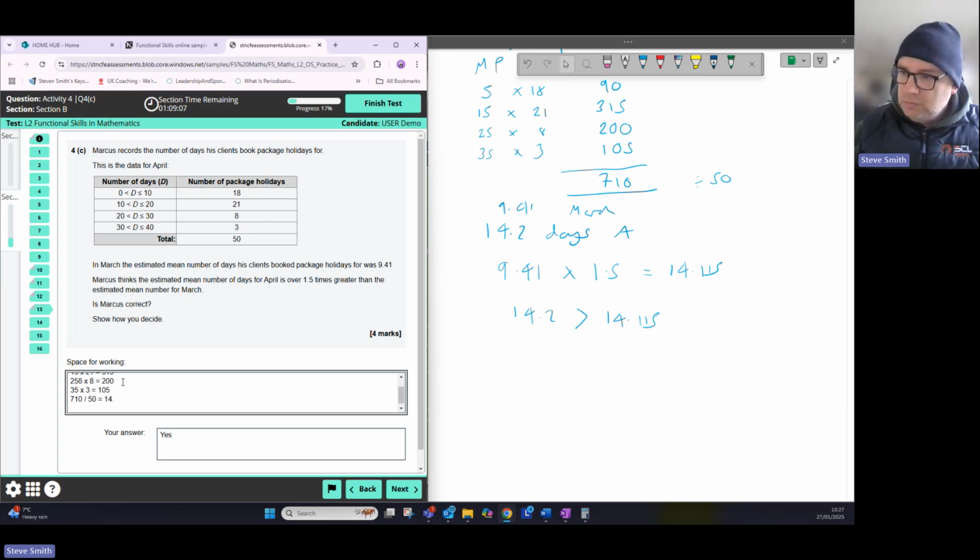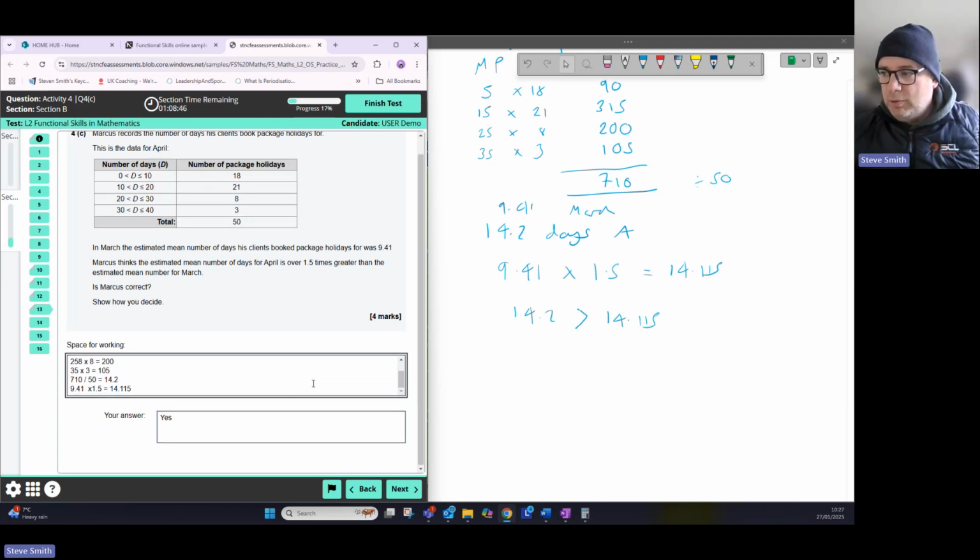That equals 14.2. Then 9.41 times 1.5 equals 14.115. And that's our answer. We've got those numbers there that signify that April is 1.5 times greater.